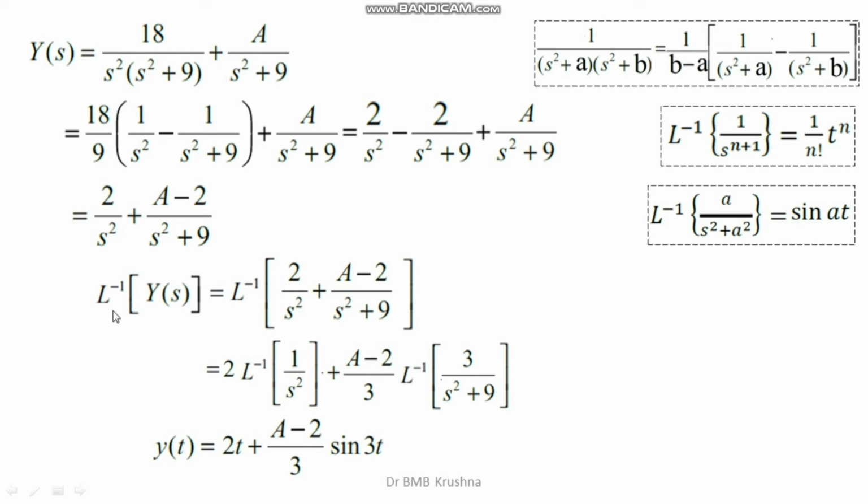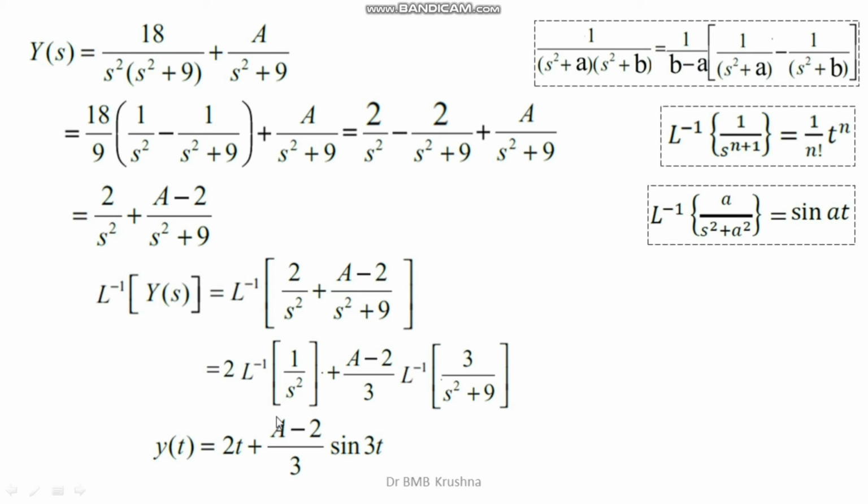L inverse of Y of s is y of t, that equals 2 times L inverse of 1 by s square, here n is 1, 1 plus 1 is 2, that is why n is 1, 1 by 1 factorial t power 1. 1 by 1 factorial means 1 into t power 1, that is why 2t plus minus 2 by 3 is a constant. L inverse of 3 by s square plus 3 square became sin 3t. It is a function in terms of variable t, but it contains one generalized constant a.